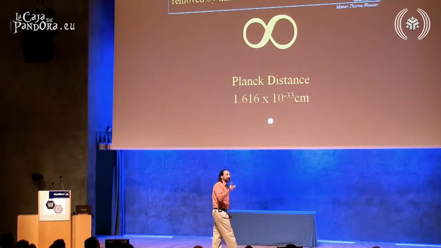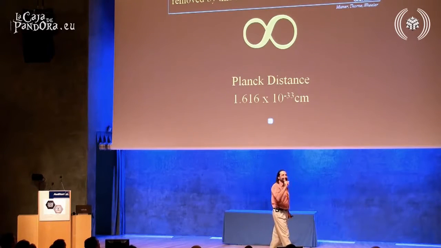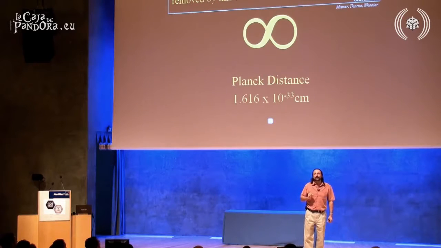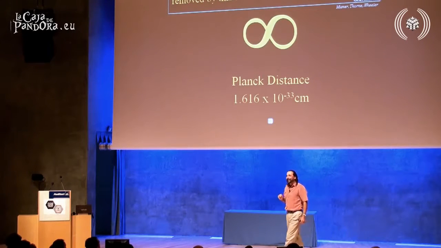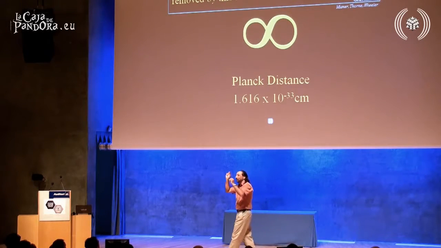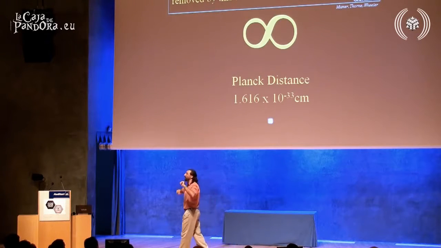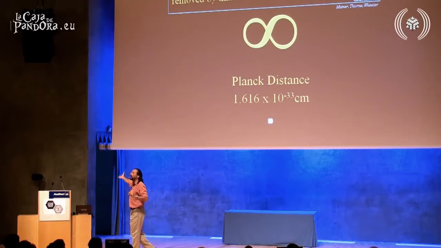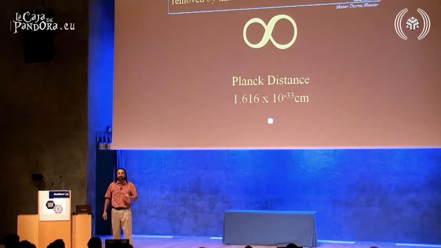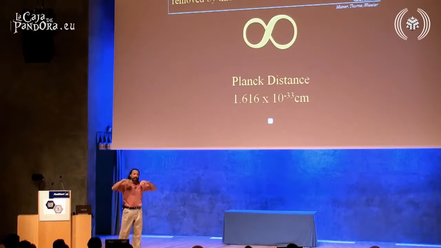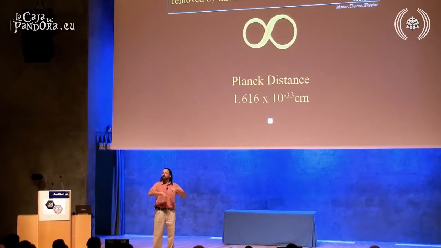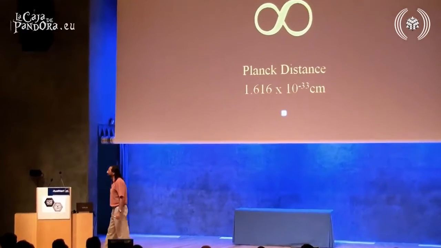However, there's another kind of infinity called nasty infinity in physics. Nasty infinity is when you solve an equation and it gives you an infinitely large number. When you get an infinitely large number, then you can't just say, I'm going to ignore this. And so that's why it's called nasty.